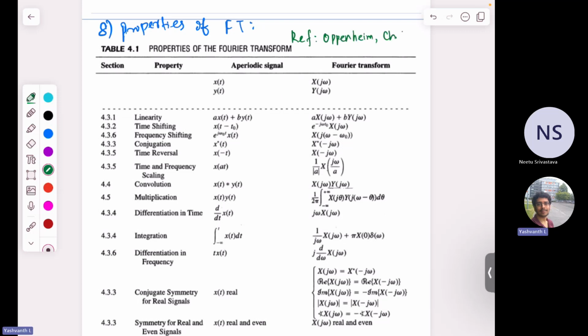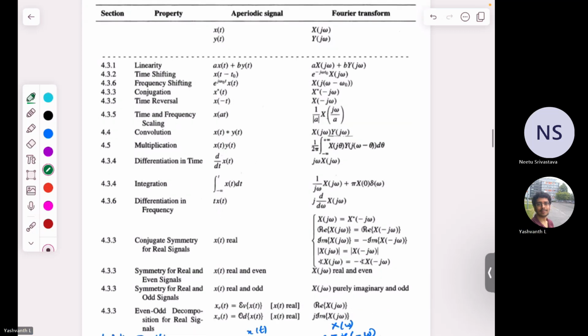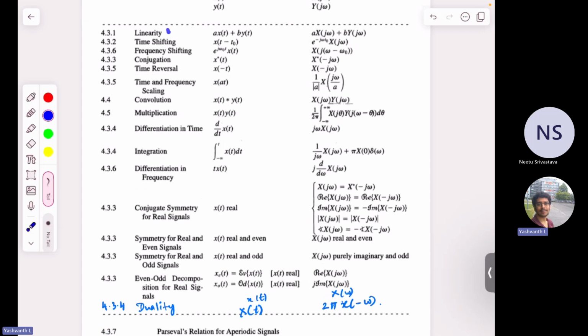Oppenheim chapter number 4. Fine. That is the linearity property of the Fourier transform. Now time shifting property. So x of t minus t naught will have the Fourier transform e power minus j omega t naught times X of j omega. Basically, this time shifting will give a phase shift in the frequency domain or the Fourier domain.